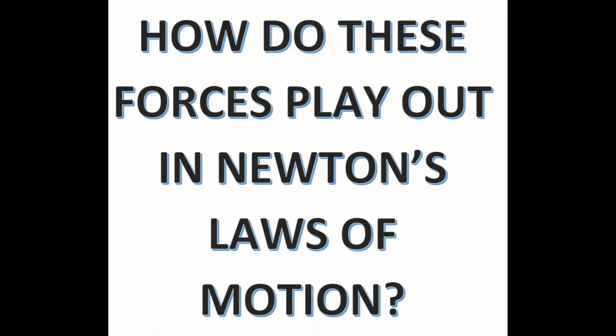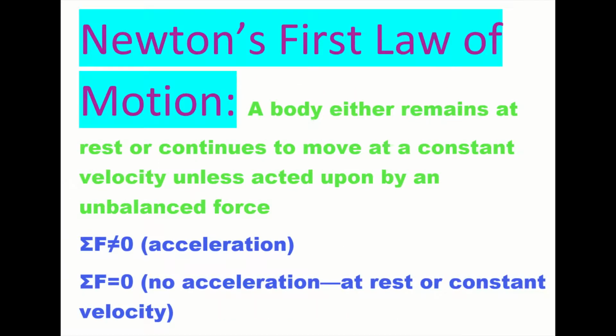Let's take a look at how these forces present themselves in Newton's laws of motion. Newton's first law of motion states that a body either remains at rest or continues to move at a constant velocity unless acted upon by an unbalanced force. This means that all force vectors acting upon an object must equal 0 to indicate at rest or moving at constant velocity. If the force vectors do not equal 0, then the object will indeed have acceleration.